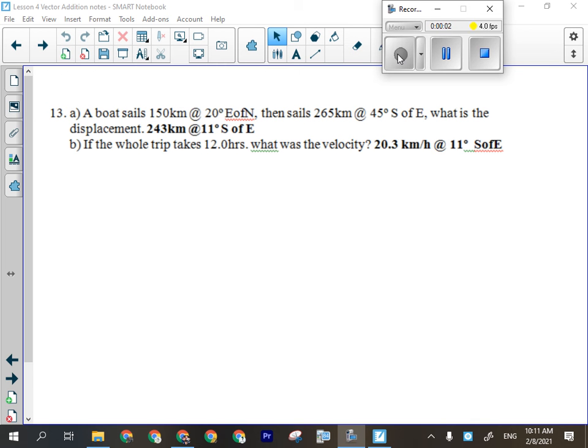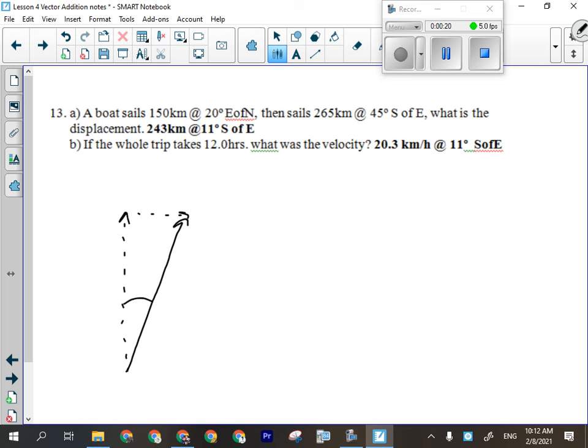Okay, having left off with this one, we started out with a 150 kilometer vector, 20 degrees east of north. So it was kind of like this. We went north, and then we went 20 degrees east of north. Okay, so this will be our x, this will be our y, and this was 150 kilometers.